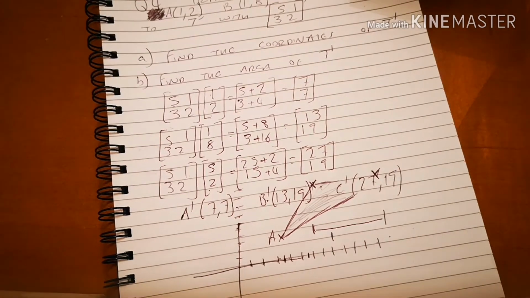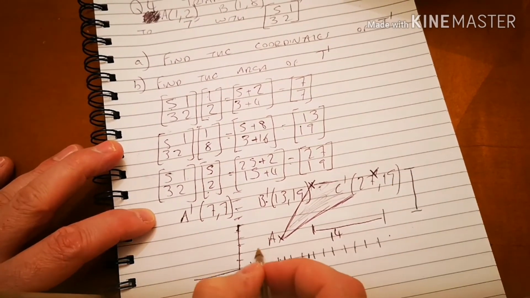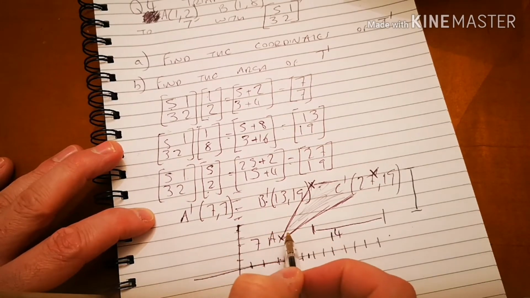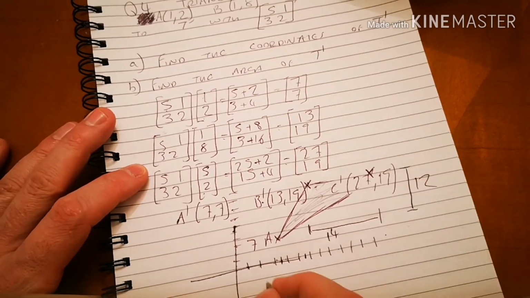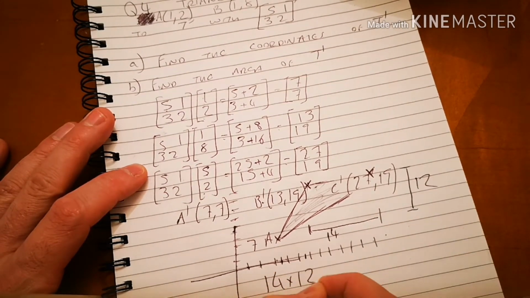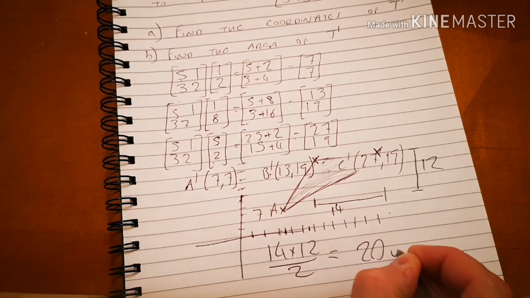14. My height, so this one here is 7, and I'm going up to 19. So it's going to be 19 minus 7, which is 12. And now my calculation is 14 times 12 divided by 2. 14 times 12 divided by 2 is 84, so my answer is 84 units squared.